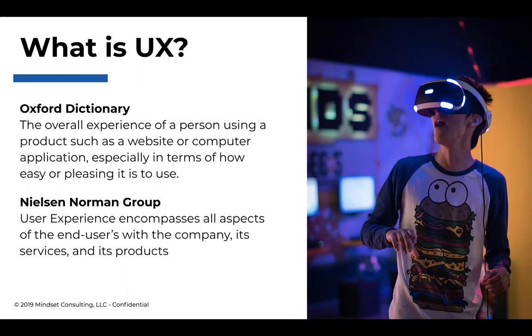And the Nielsen Norman Group expands it out a little further and mentions it encompasses all aspects of an end user's interactions with a company, its services, and its products. So they're saying it's not even just, if I take a company like Nordstrom, shopping in their store. It's shopping on their app, it's calling customer service, it's how quickly deliveries get to me and are they accurate. It's all of those different things.